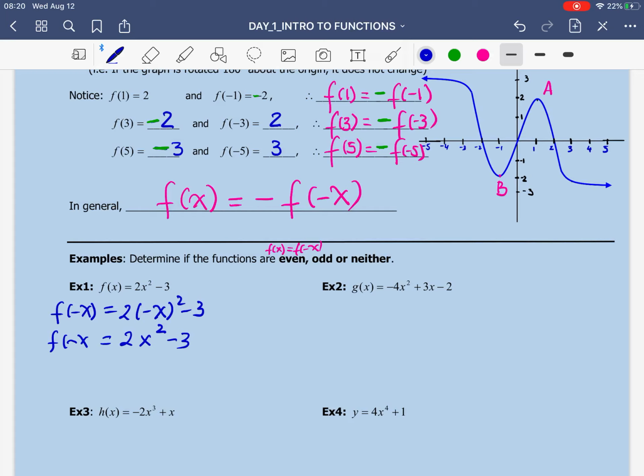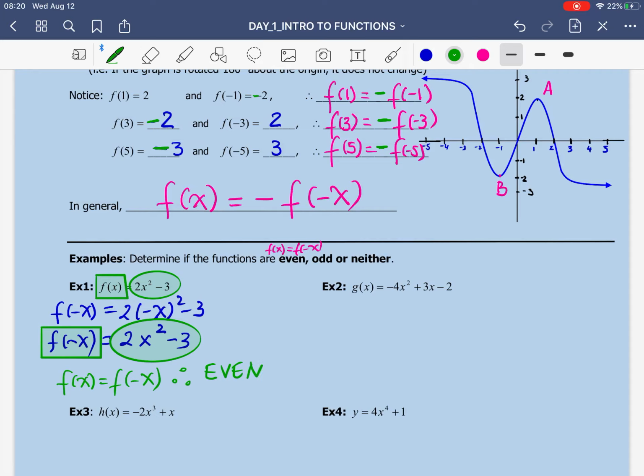And now that I have simplified completely, I'll take a deep breath, and I will try to compare f of x with f of negative x. Do they equal each other? It seems they do, which means that f of negative x and f of x are equal. So we'll say that f of x equals f of negative x. Therefore, the function has even symmetry.